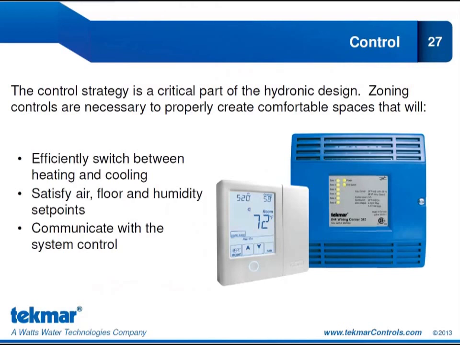We need to make sure that when we zone our system and we implement zoning controls and system controls, that we have a way to efficiently switch between heating and cooling. Because every time we switch from one mode to the other, we're going to be sacrificing efficiency. So we want to make sure we're doing it when we need to do it, that we're not doing it too often, and that we are satisfying the majority of the zones when we do so.